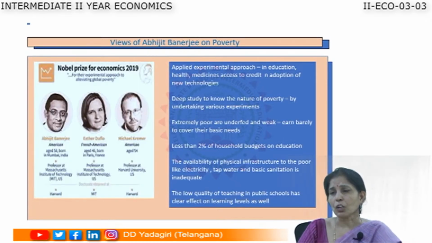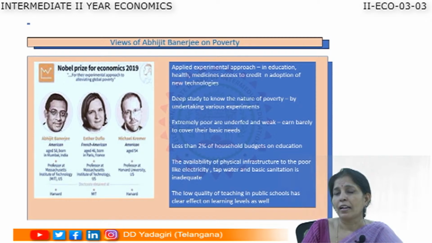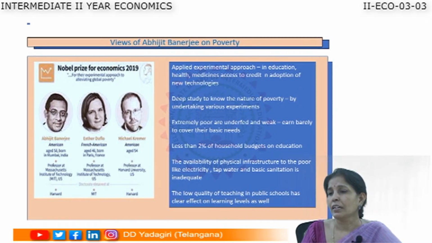The next one is the views of Abhijit Banerjee on poverty. Recently, they won the Nobel Prize for their contribution, and they have emphasized how to reduce the poverty levels in our economy.